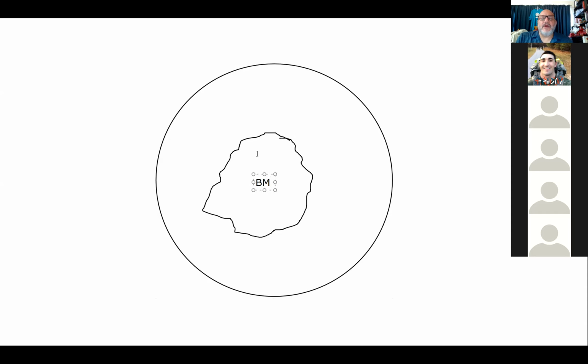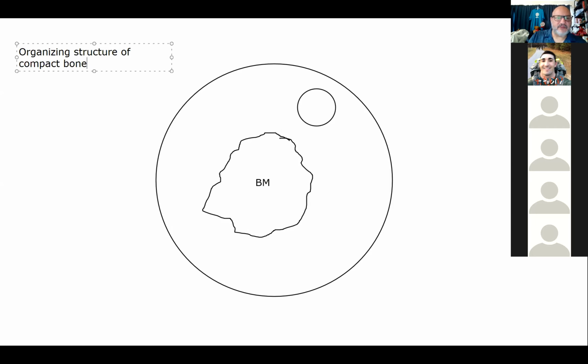All right. Now, we know that most bone of the body is compact bone. And if you remember correctly, we said compact bone had these organizing structures. What did we say the organizing structure of compact bone was again? It was a circular structure with a hole at the center. Oh, the central thing. Osteon? Osteon, excellent. That organizing structure of the compact bone is indeed an osteon.